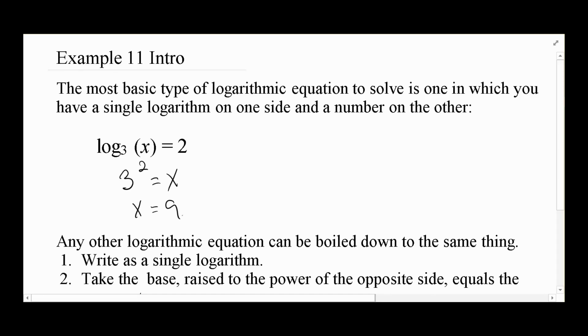Now, every logarithmic equation we ever deal with is basically going to boil down to this. Get it so that it's a single log on one side, number on the other, and undo the log. Undo the log by taking the base raised to the power of the opposite side equals the argument.